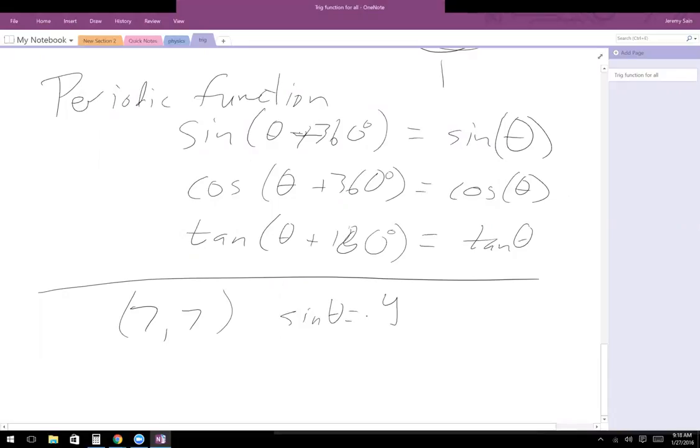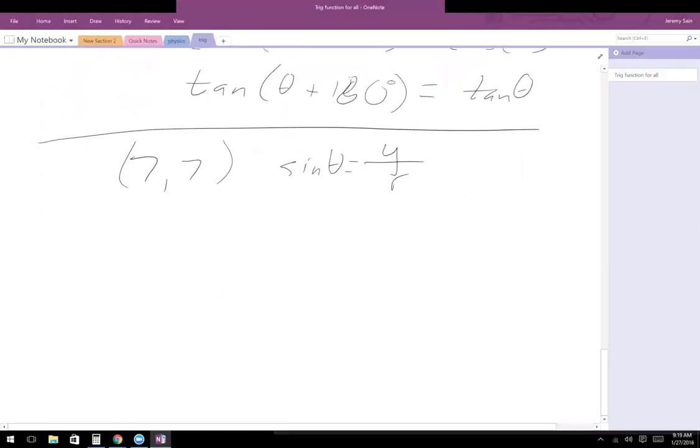So sine theta is going to be y over the radius. So the only question is, what's the radius? Well, let me draw a little picture. If this is the point 7 and 7, well, that means the x is 7, the y is 7. So how would I get the radius? Yeah, 7 squared plus 7 squared, take the square root.